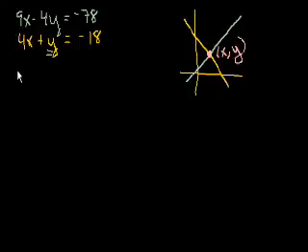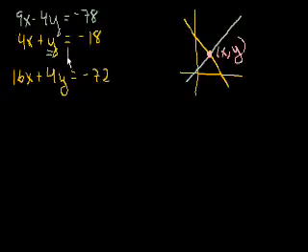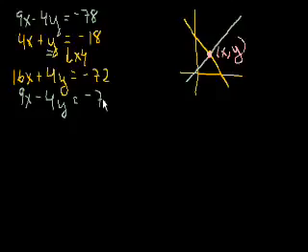So let's multiply this bottom equation by 4, and I get 16x plus 4y is equal to minus 72. All I did is multiply both sides of this equation by 4. You have to multiply every term because of the distributive property, and whatever you do to one side, you have to do to the other. And let me rewrite that top equation again, in the same color just so we can keep track of things: 9x minus 4y is equal to minus 78.